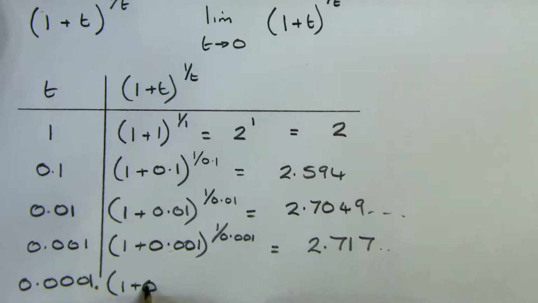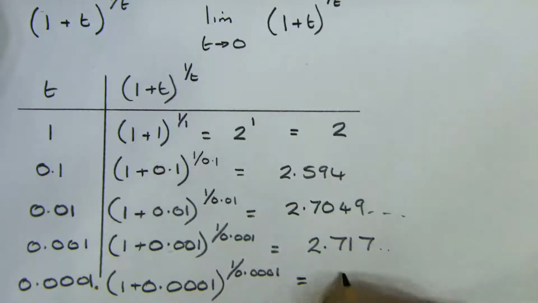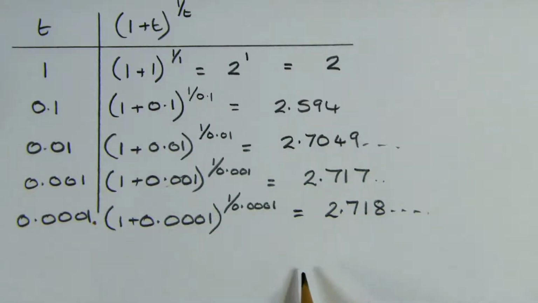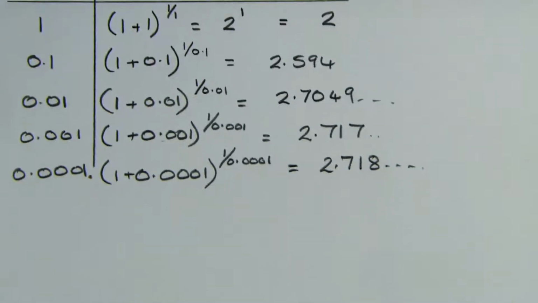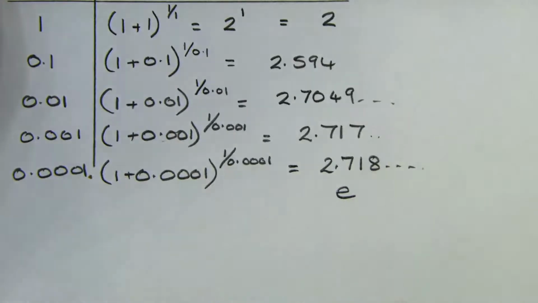1 plus 0.1231 to the power of 0.1231. And this becomes 2.718 and so on. Now, this number here is the value e.